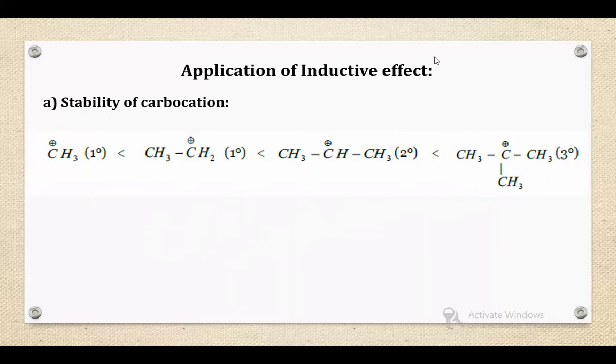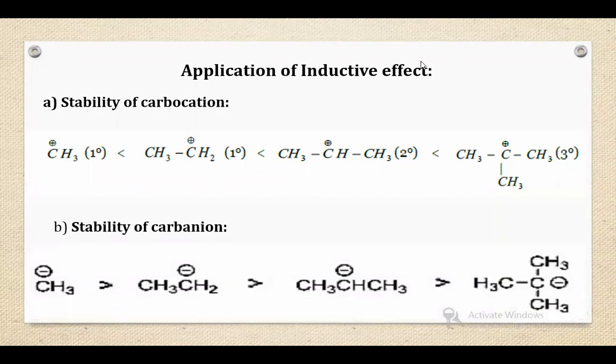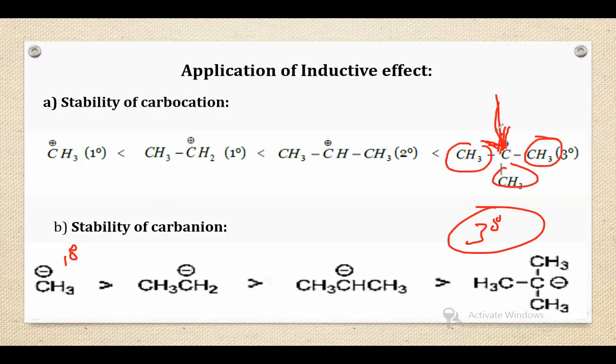Remember, okay? Similarly, for carbanion, reverse to that is the stability of carbanion. The primary is more stable than the tertiary. Primary is most stable, 1 degree is more stable than 3 degree. Why does this happen? In the tertiary carbon, there are more electrons and the bulkier methyl groups, so the steric hindrance is more and stability decreases.